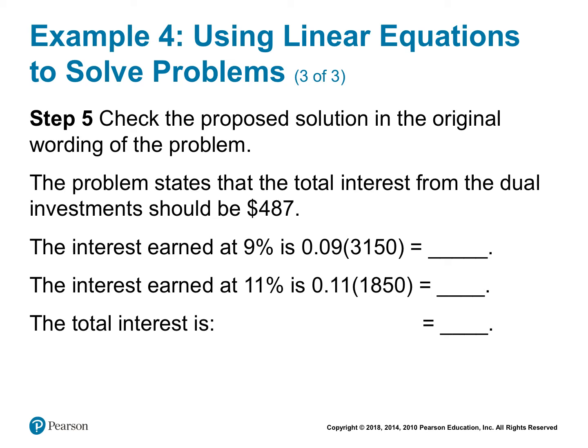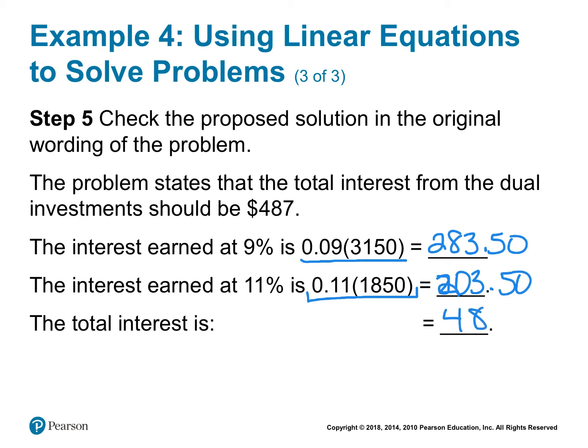Okay, so we said that interest earned at 9%, we're going to take 0.09 times 3,150, and that's $283.50. The interest earned at 11% is 0.11 times 1,850, which is how much we put into that account, and that gives you $203.50. If we add those together, we should get the $487 that we needed for the total interest. So that one does check out, so we should have done it correctly.